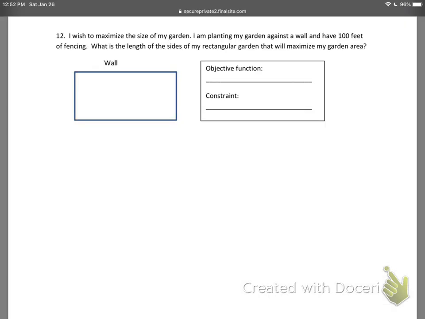Okay, here we have another optimization problem. This time we're going to maximize the size of a garden. Now notice it says I'm planting my garden against a wall and I have 100 feet of fencing. So I have 100 feet of fencing. That is going to be my constraint, and let's see what we're going to do. So I'm going to make this my y, this my y, and this my x. Now why aren't I filling in the opposite x? I'm not filling it in because right here this is a wall, so the wall does not require any fencing.